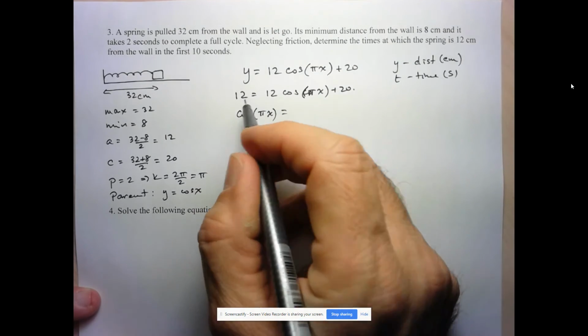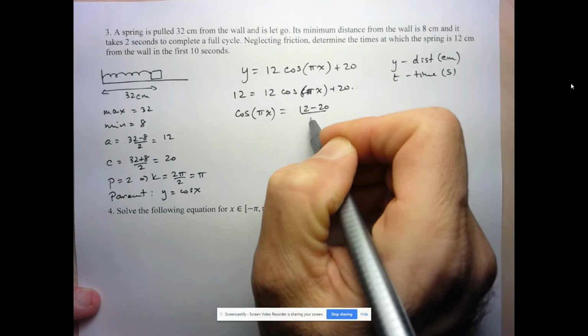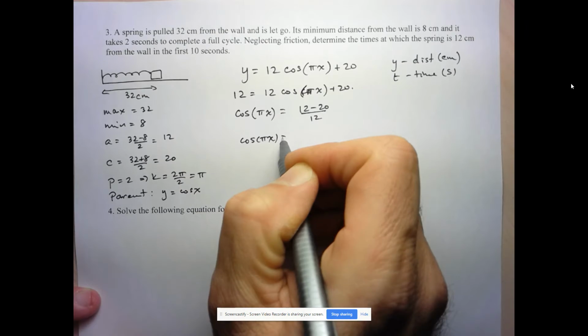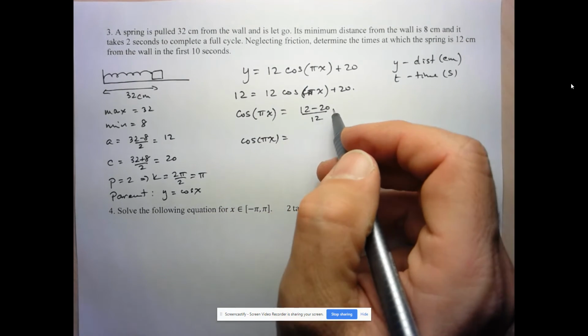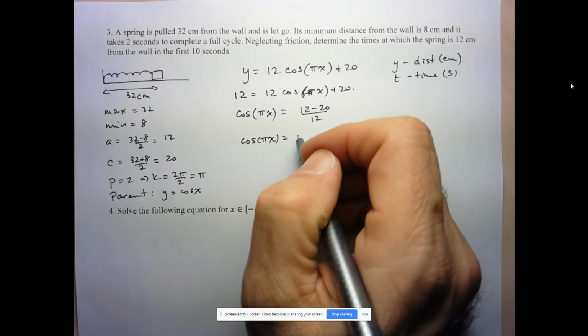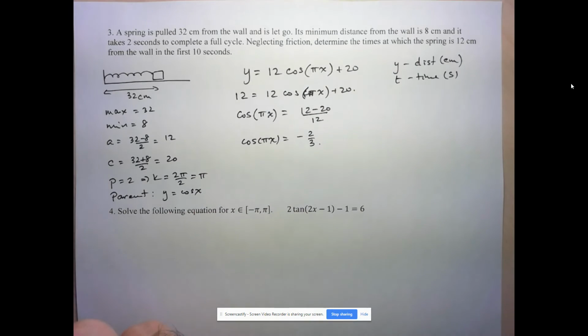Here, what do we have? We're going to have 12 minus 20 divided by 12. So cos of pi x is going to be equal to negative 8 over 12, so that's going to be negative 2/3.